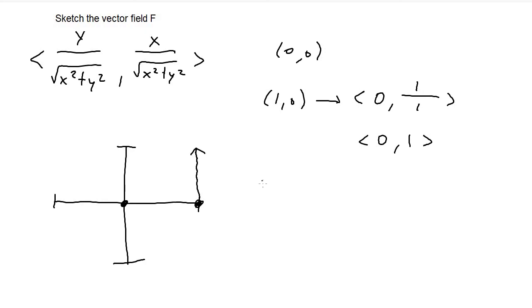So now let's go ahead and plug in (-1, 0). When I do that, the x component will be 0, and the y component this time will be -1 over 1, so -1. So at the point (-1, 0), the x component is 0, the y component is -1.